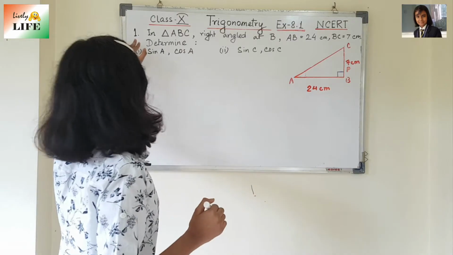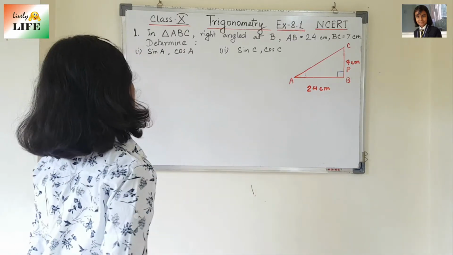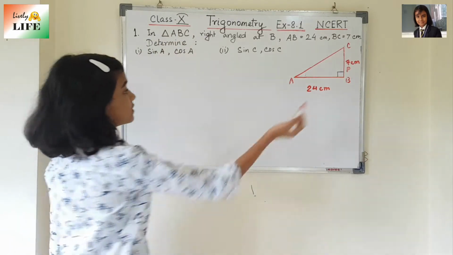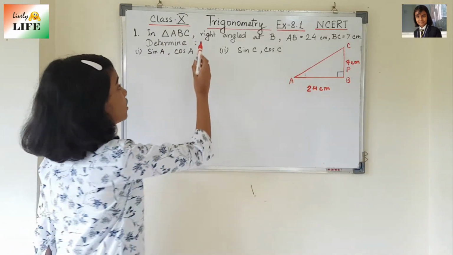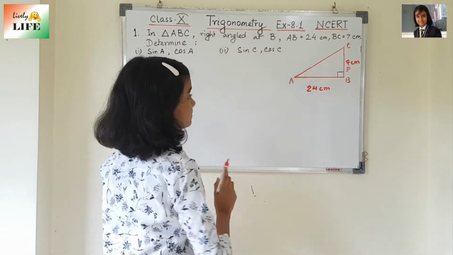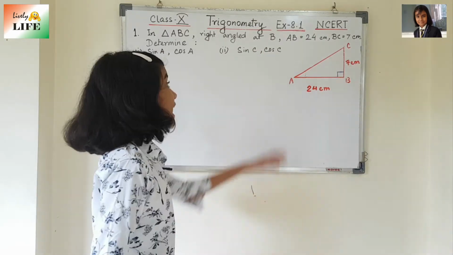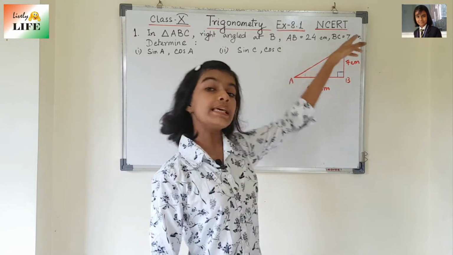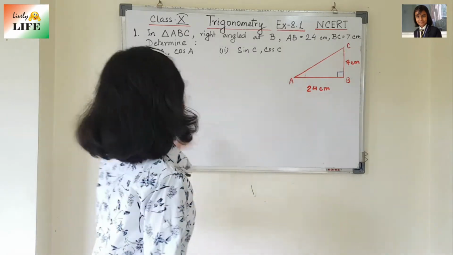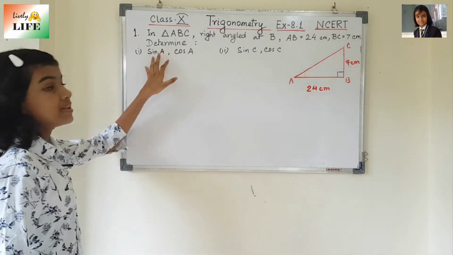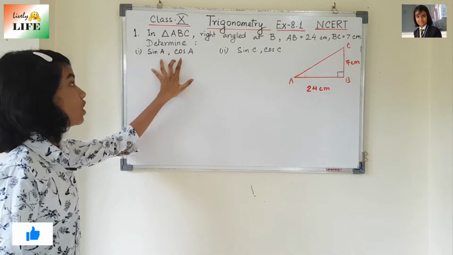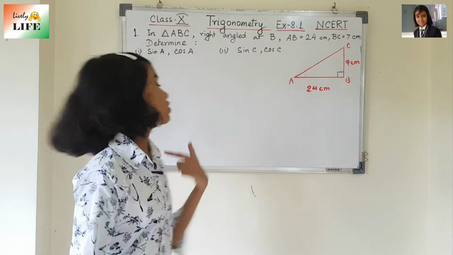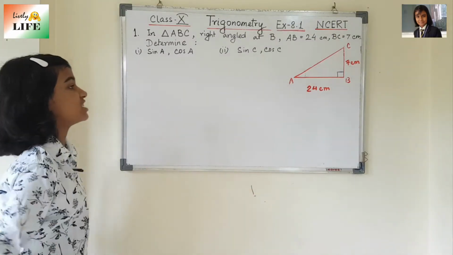Let's begin with the first question of exercise 8.1. In triangle ABC, right angled at B, AB is equal to 24 cm and BC is equal to 7 cm. Determine number 1, sine A, cos A, number 2, sine C, cos C. So first, what is number 1? Sin A and cos A.